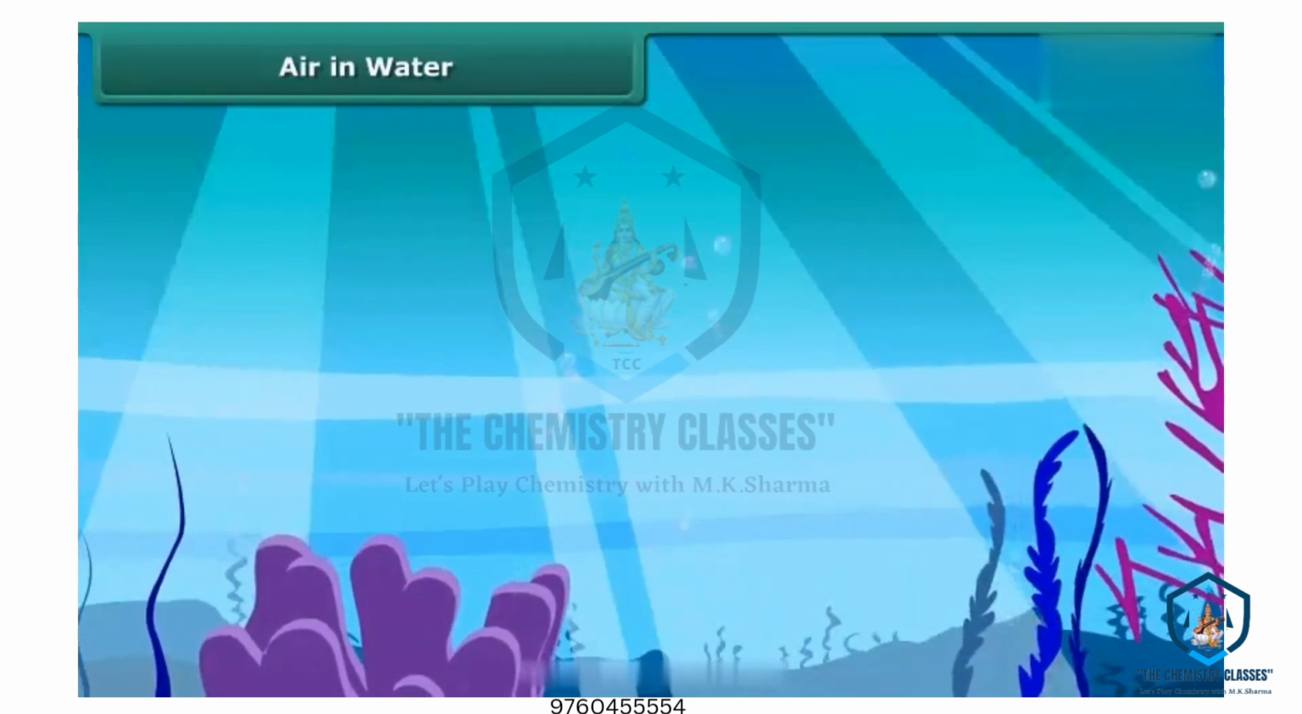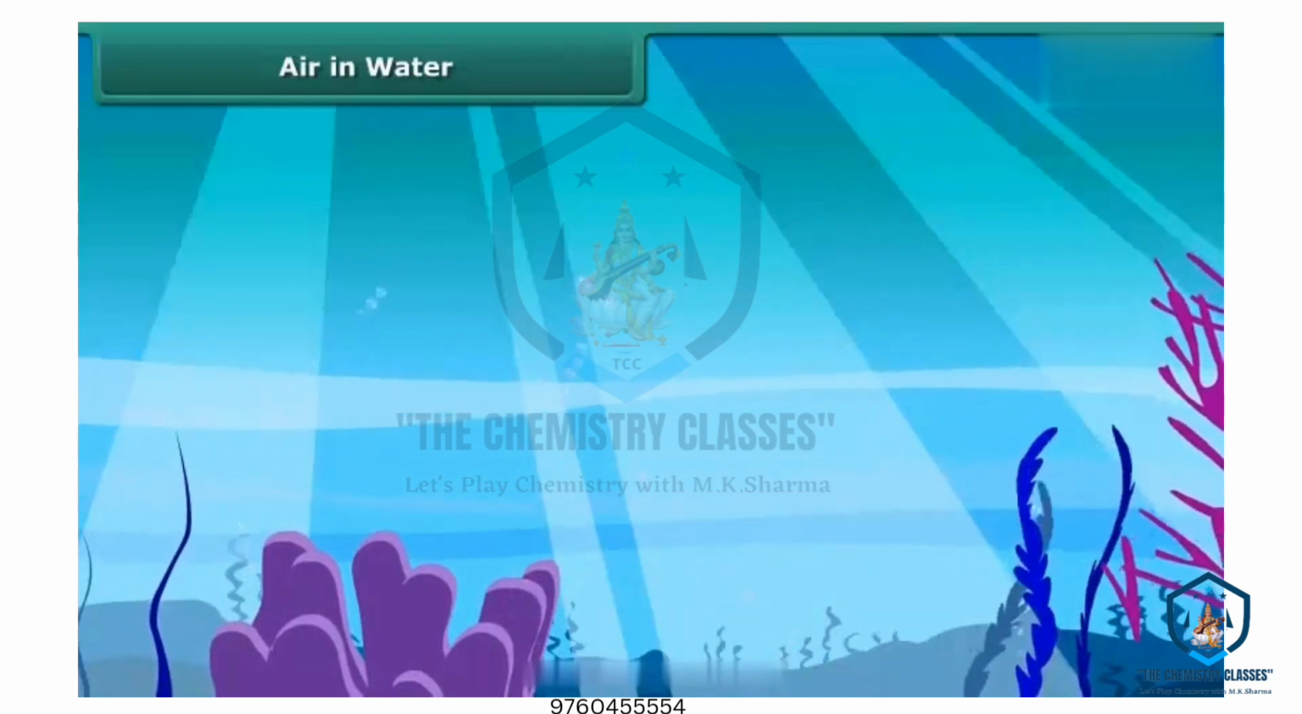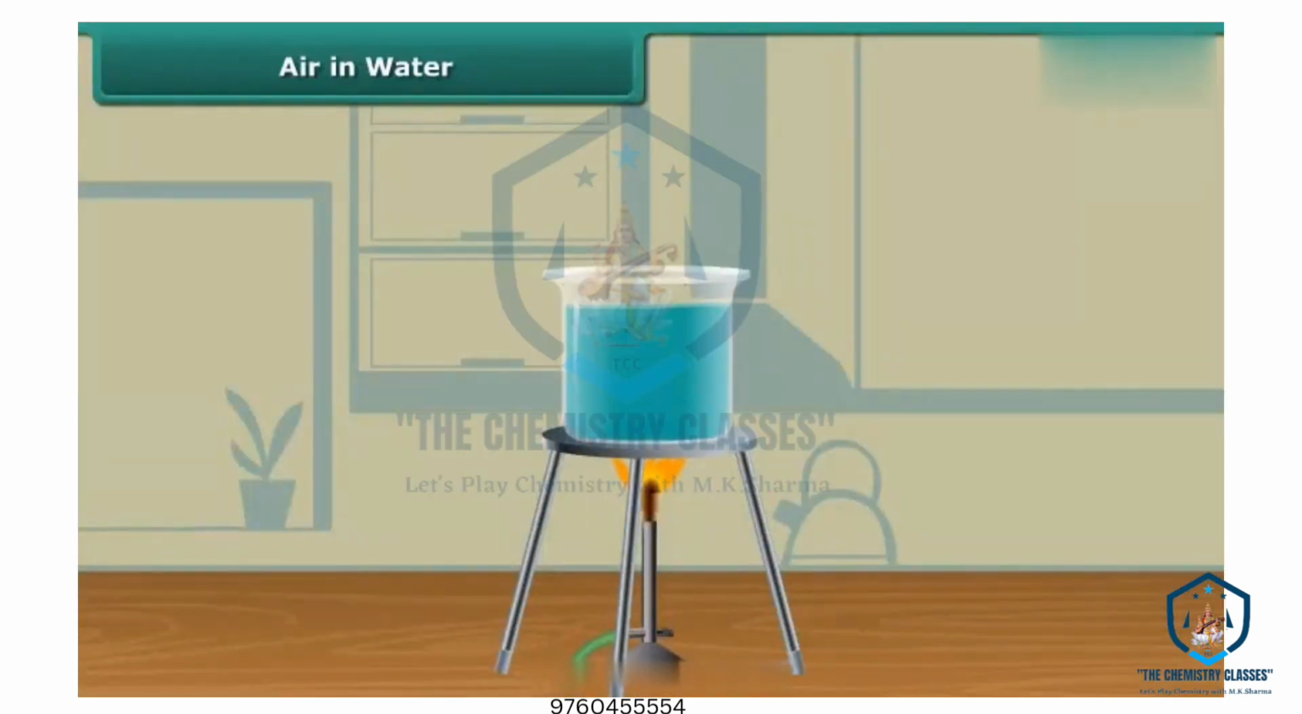Don't believe it? Come, let us do an activity. Take some water in a beaker. Heat it to boil. Can you see the bubbles coming out? Where are these bubbles coming from? These are coming from the water only.